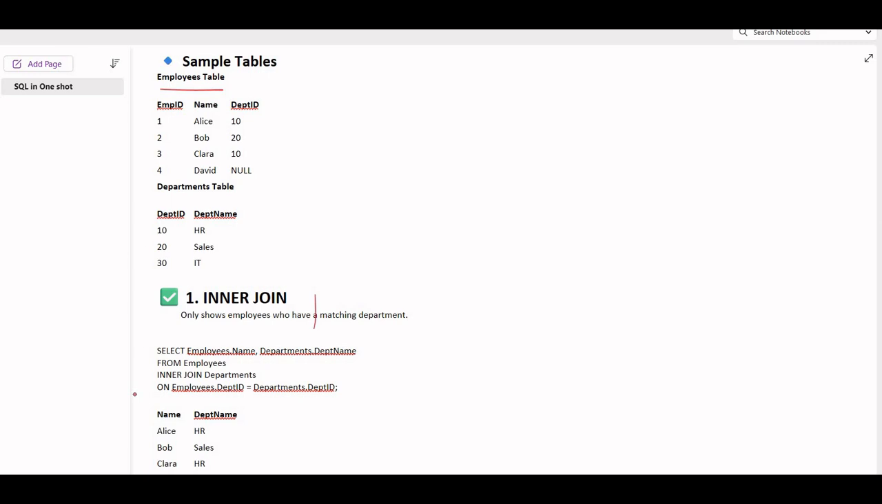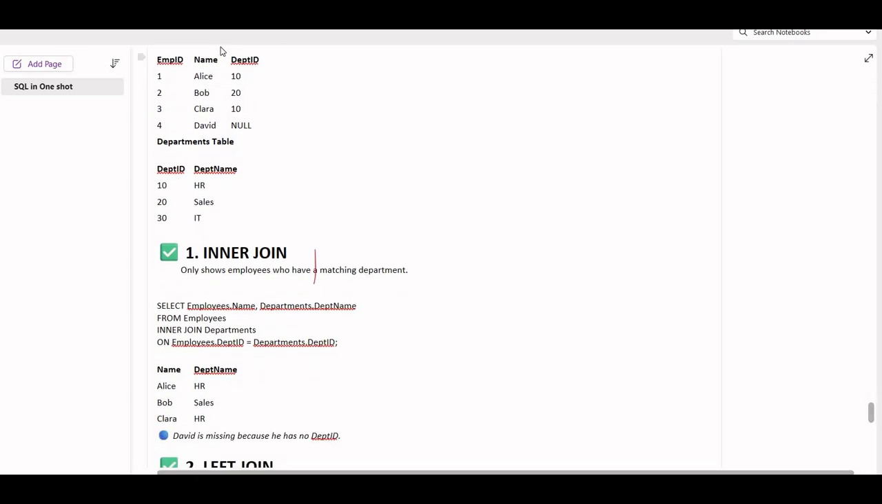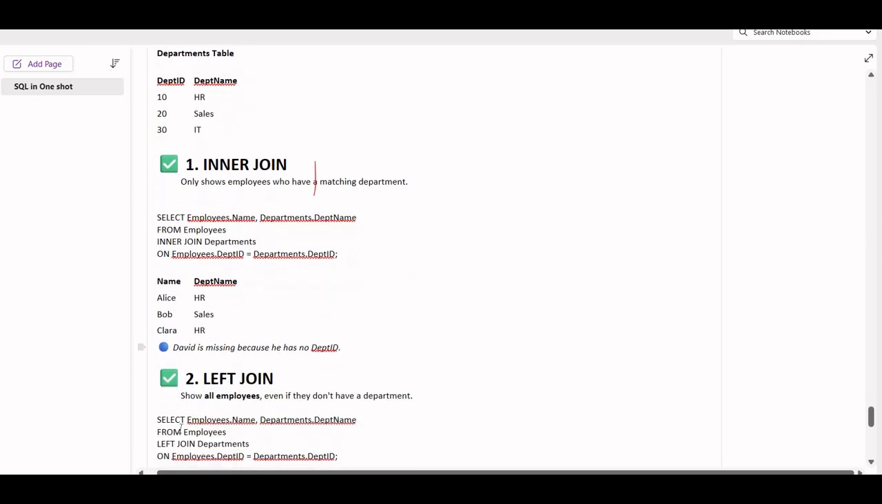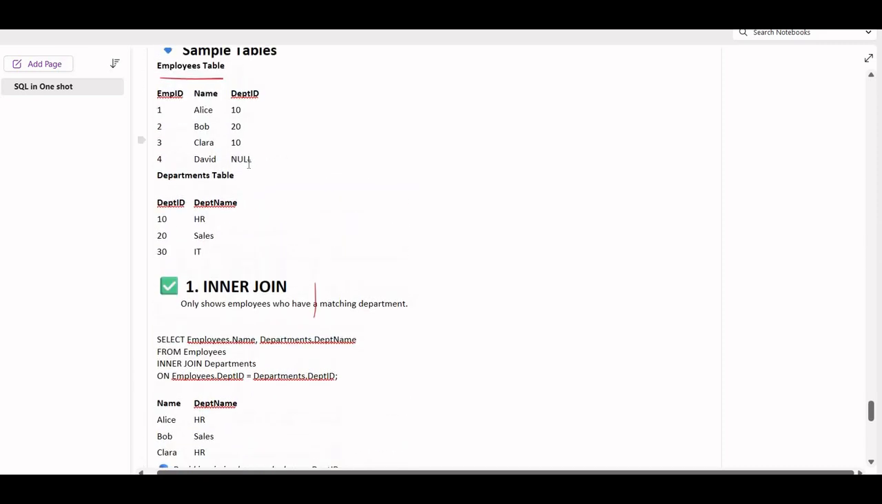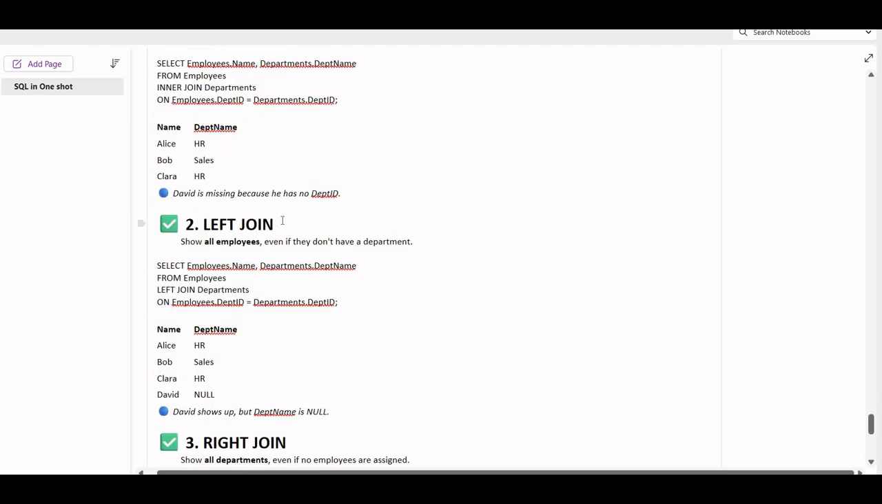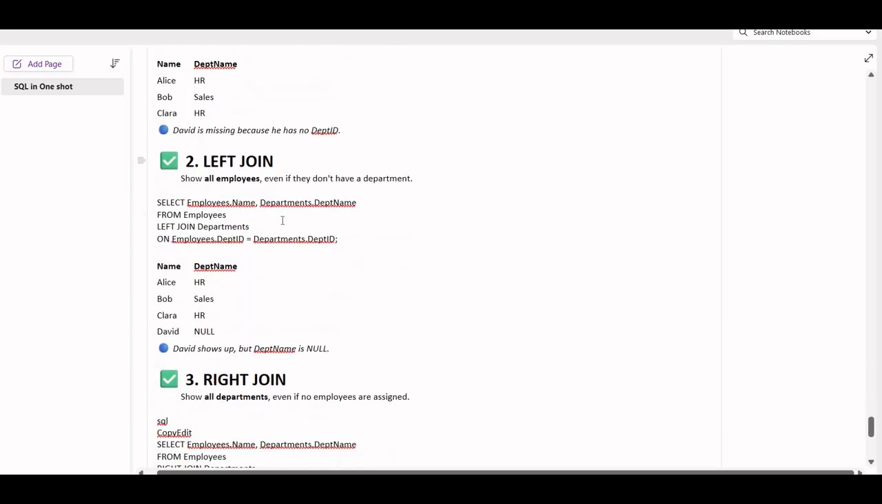So you can see that of 10, 20, 30, only 10 and 20 are present. 10 is for Alice, matching with HR. Bob is 20, that is sales, because they asked you to give the department name also. And Clara is also 10, which is HR. So Alice and Clara both work for the HR department. Why is David missing? Because the department ID is missing here. It is null, so we have no department ID for that.